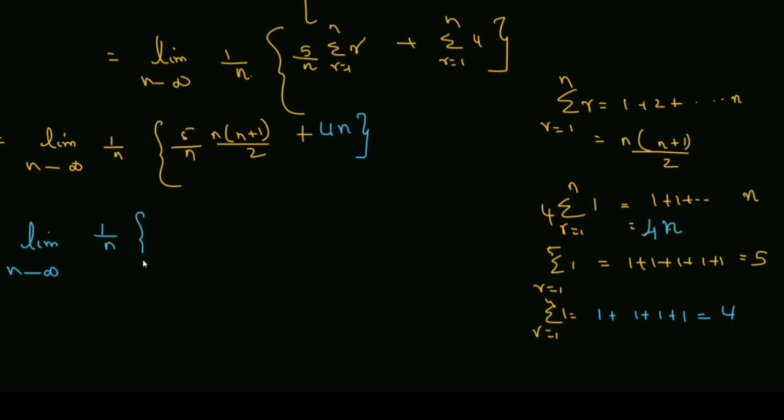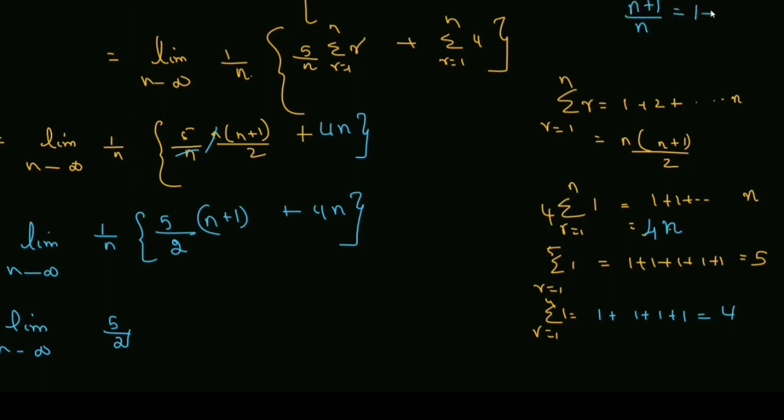Now the limit as n tends to infinity. 1 by n is common, remember that. This gets cancelled. 5 by 2 (n plus 1) plus 4n. Now bring that n inside the bracket. So it becomes 5 by 2 times (n plus 1) by n. You know that (n plus 1) by n is 1 plus 1 by n. Plus 4n by n, so it will become 4. So this term will become 4.